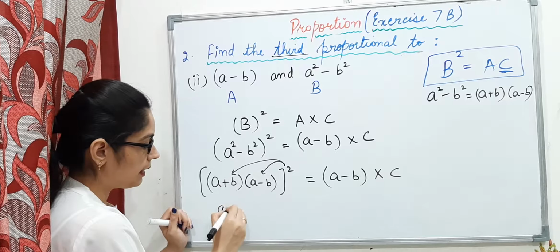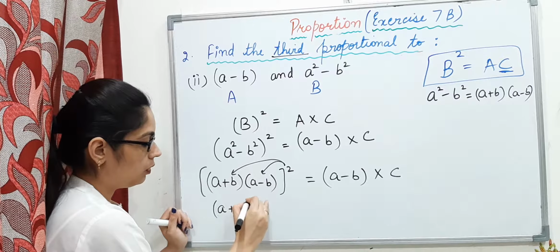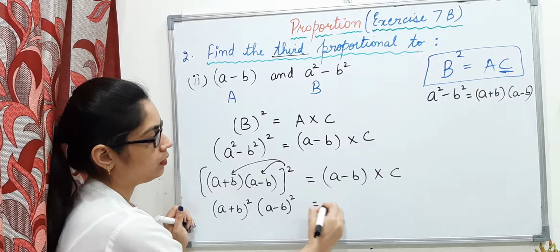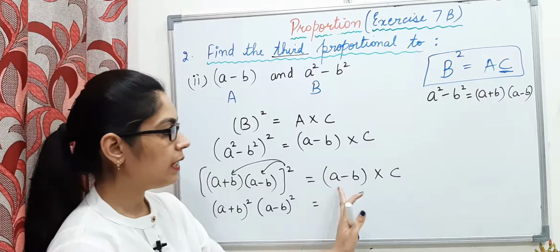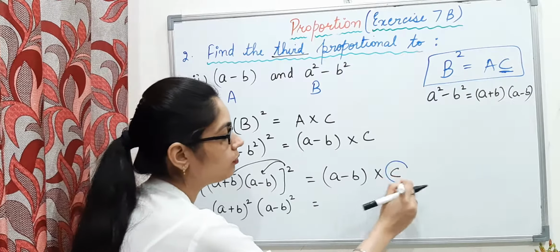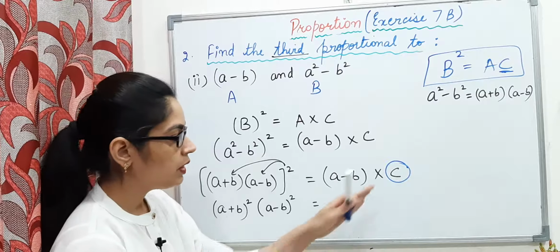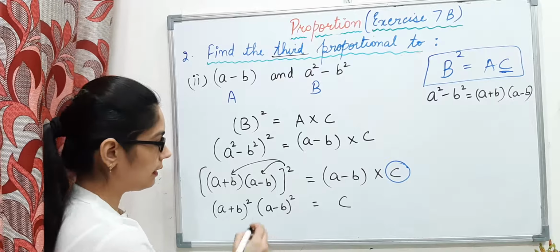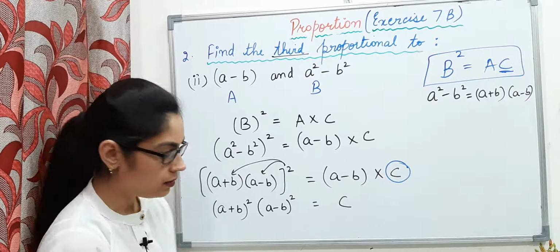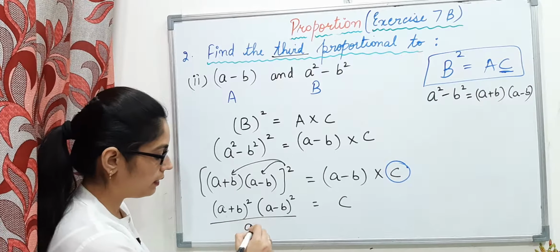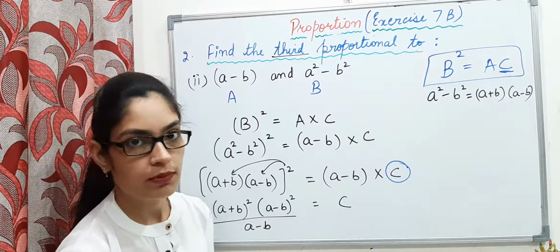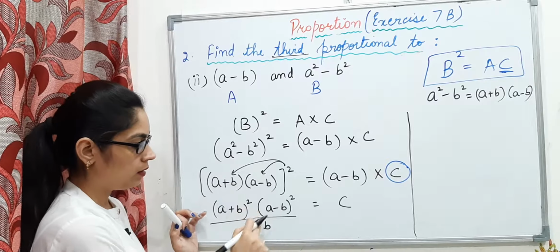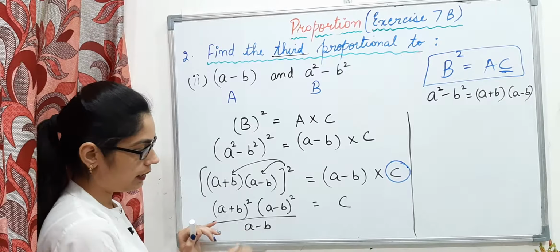So, separately I will write (a plus b) whole square into (a minus b) whole square. Now, this also, say a minus b, we need the value of c. So what we can do here, we can just keep c on this side and shift this a minus b to the other side. It is getting multiplied on this side, so when we change its side it will get divided, because multiplication changes to division on changing the side. So (a plus b) whole square into (a minus b) whole square upon (a minus b).